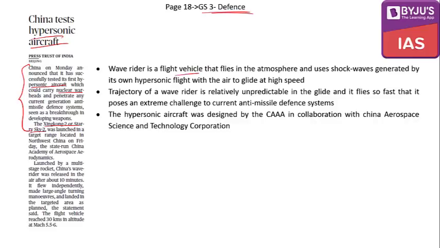It is a flight vehicle that flies in the atmosphere and uses shock waves generated by its own hypersonic flight with the air to glide at high speed. So it is flying at a very high speed and it will be able to take the nuclear warheads along with it. The trajectory of this waverider is relatively unpredictable in the glide, and it flies so fast that it poses an extreme challenge to current anti-missile defense systems.